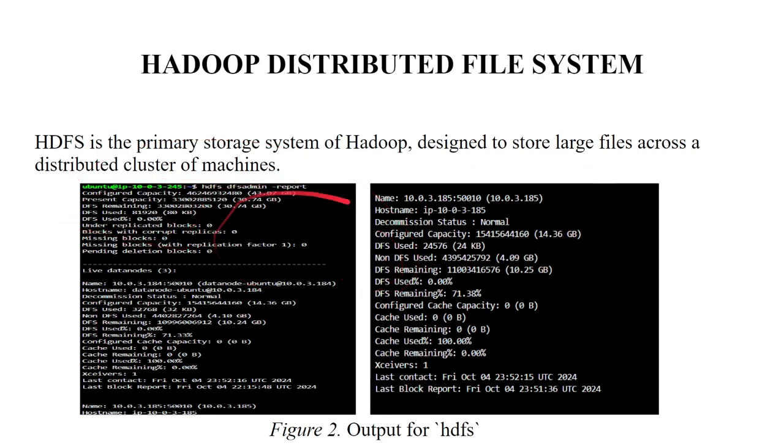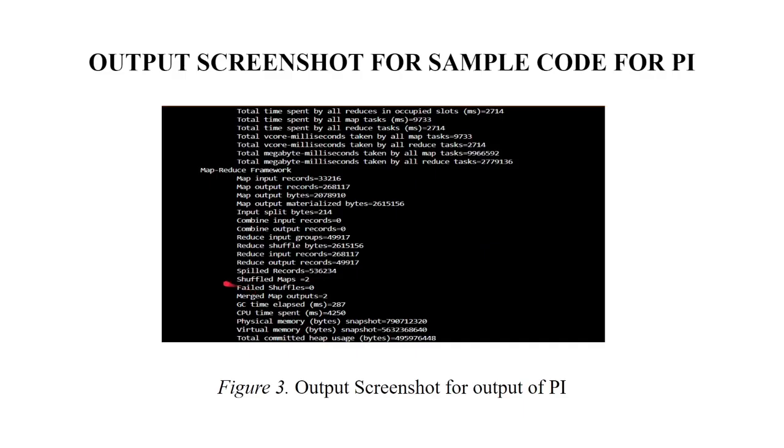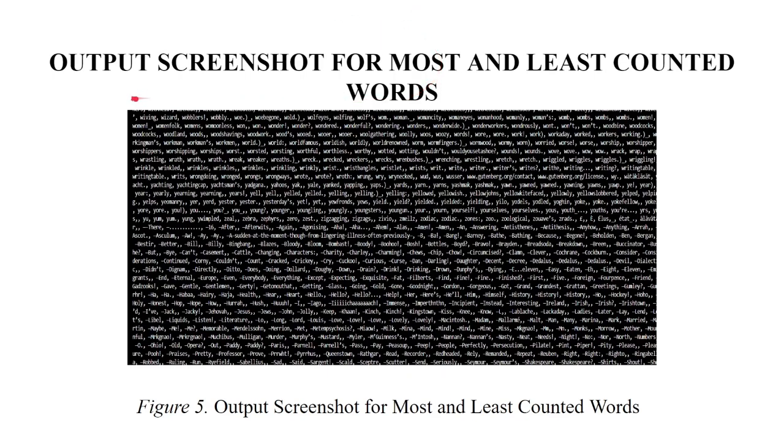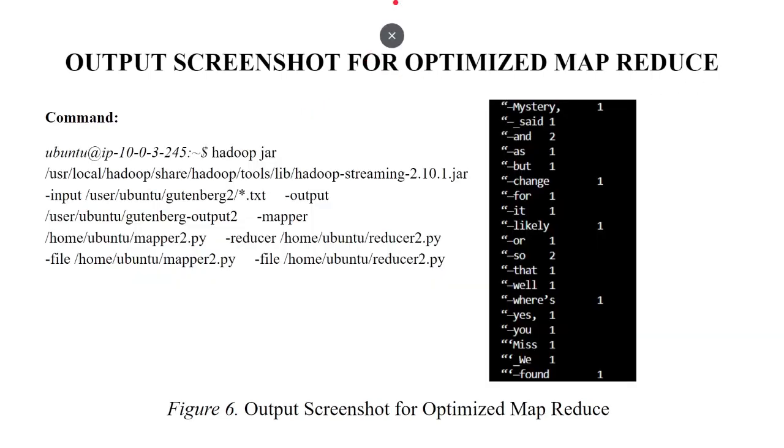So this is an output from our video demonstration, and this is a screenshot example of code for Pi. This is an output screenshot for a simple map reduce function, and this is an output screenshot for most and least counted words across the file, or optimized map reduce.